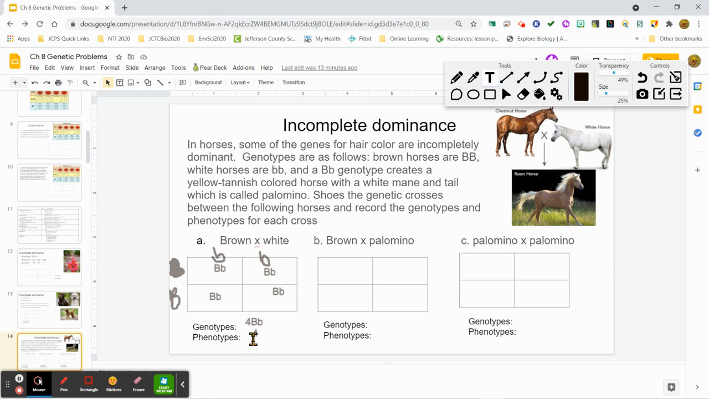So you're going to get four palominos, which is this horse right here, or roan horse. You can call them different things, whatever you want to call them. But all right, that should be a palomino. All right, so now you're going to cross a brown with a palomino. So this is going to be a big B, and this is going to be a big B. And a palomino is going to be heterozygous. So that's going to be a big B and a little b. And now you're going to cross those.